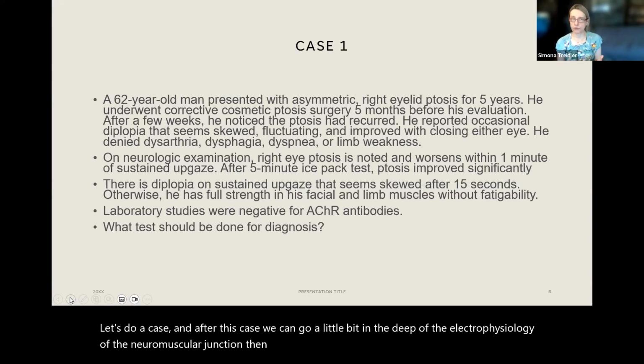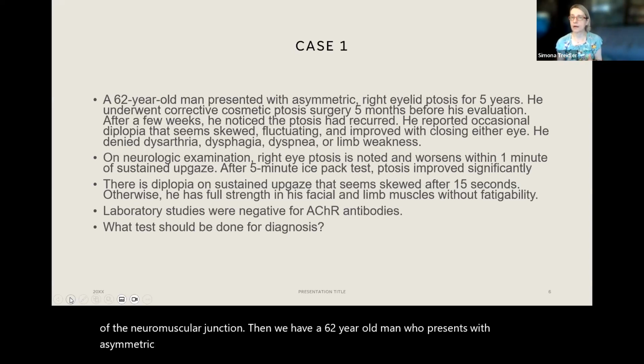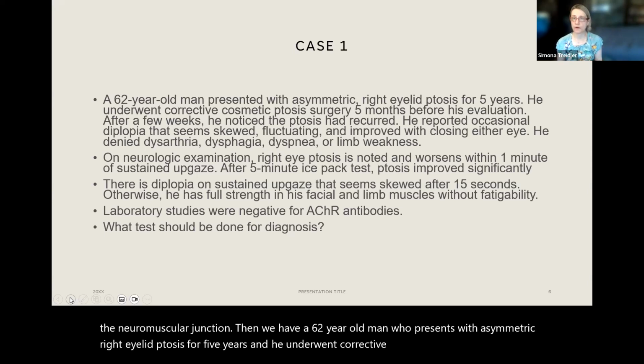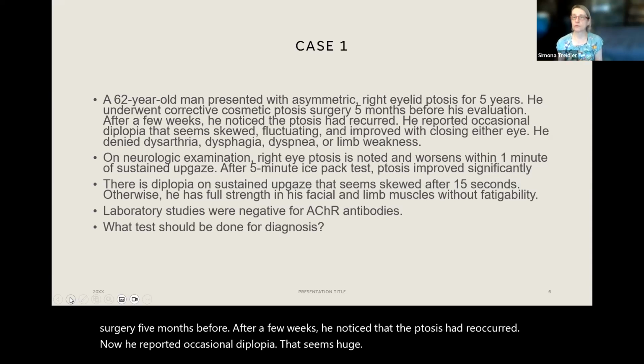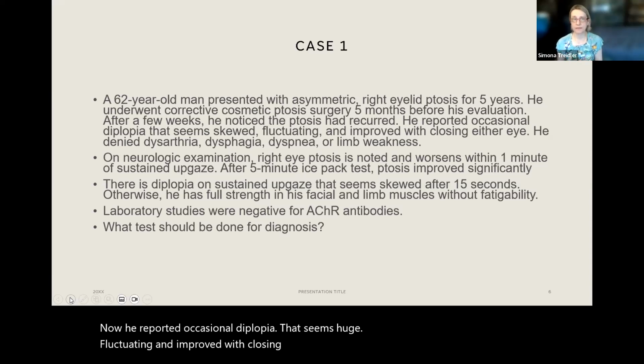Then we have a 62-year-old man who presents with asymmetric right eyelid ptosis for 5 years, and he underwent corrective cosmetic ptosis surgery 5 months before. After a few weeks, he noticed that the ptosis had reoccurred. He reported occasional diplopia that seemed skewed, fluctuating, and improved with closing either of the eyes. He denied dysarthria, dysphagia, dyspnea, or limb weakness.